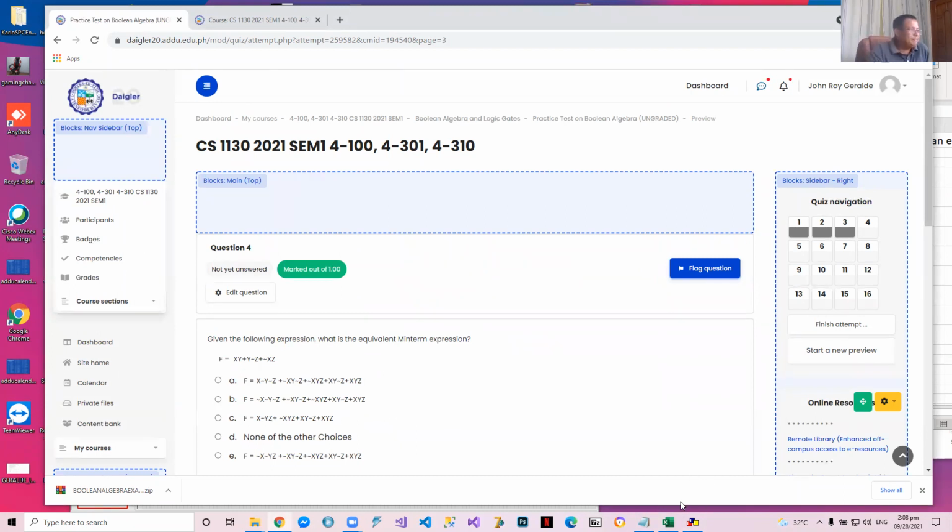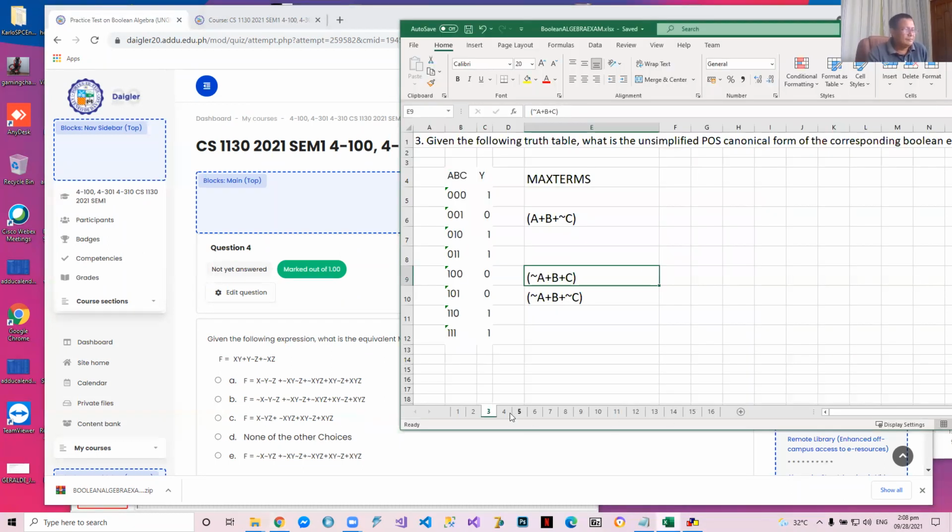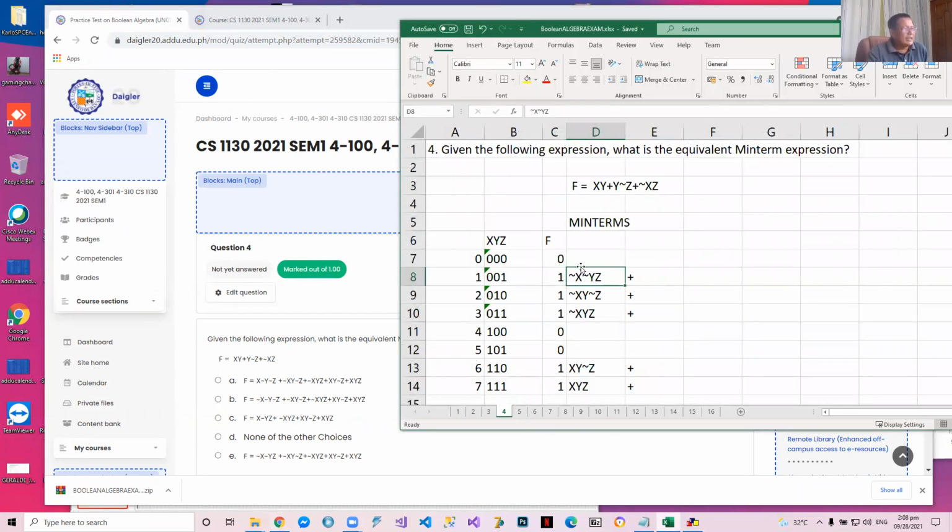We'll go to number 3. And this is now number 4. X, Y, Z. We are going to look for the min terms, right? How do we look for the min terms? This one doesn't have a Z. The second doesn't have an X. And the third doesn't have a Y. So these are not min terms.